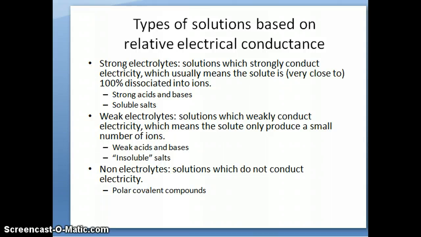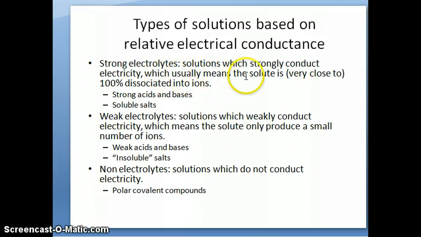So if you go to the next slide, it tells you here the different types of solution based on relative electrical conductance, which means just that which one conducts a lot of electricity versus a little bit versus nothing. The types of solutions that can conduct electricity very strongly are what we refer to as strong electrolytes.